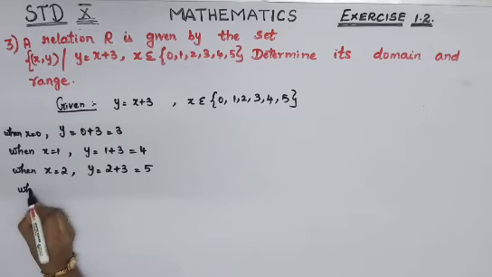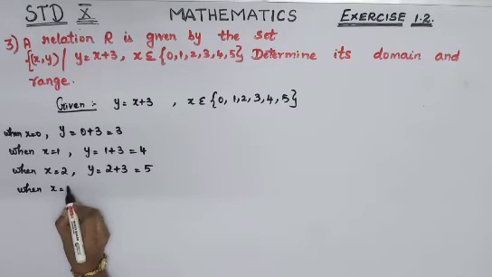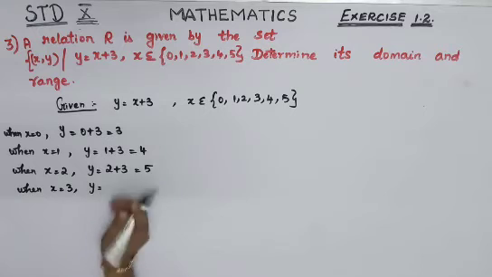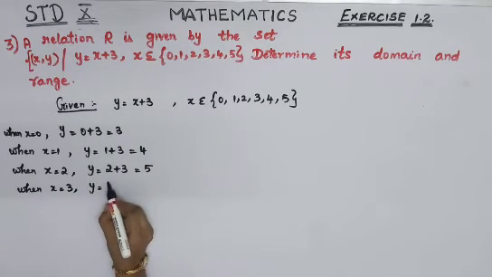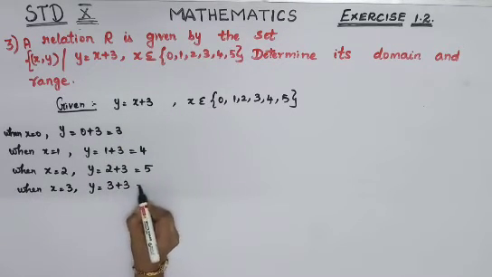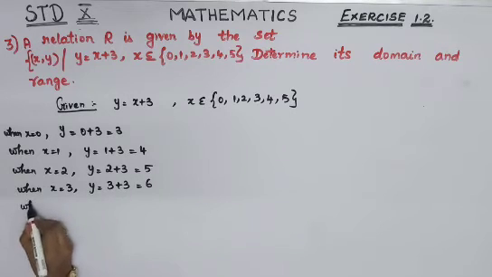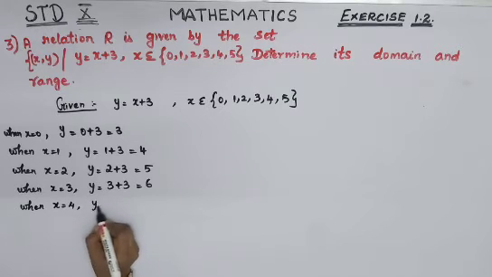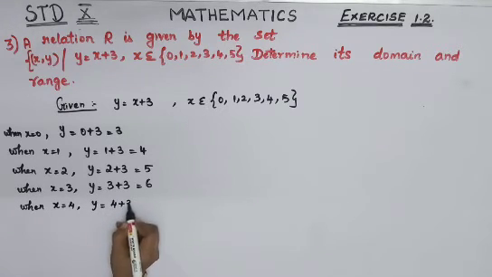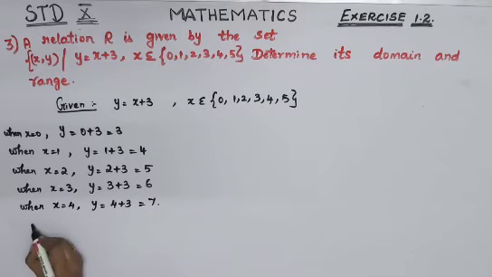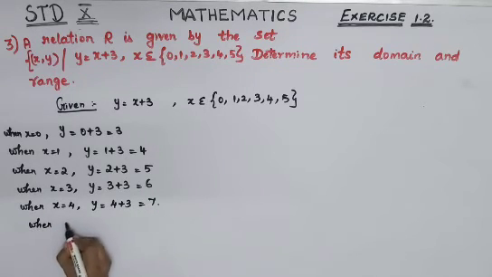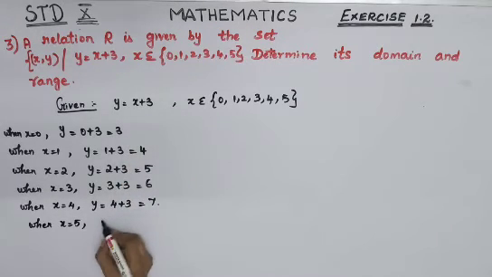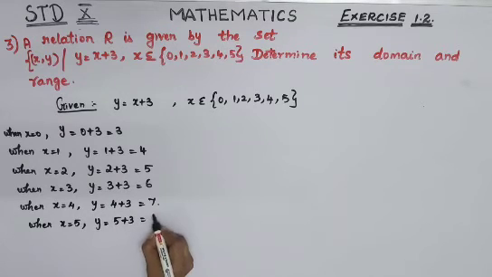Now when x is equal to 3, again substitute 3 in the given equation, so 3 plus 3, which is equal to 6. When x is equal to 4, y is equal to 4 plus 3, which is equal to 7. When x is equal to 5, that is your last value, substitute 5 in the given equation, so y is equal to 5 plus 3, that is equal to 8.